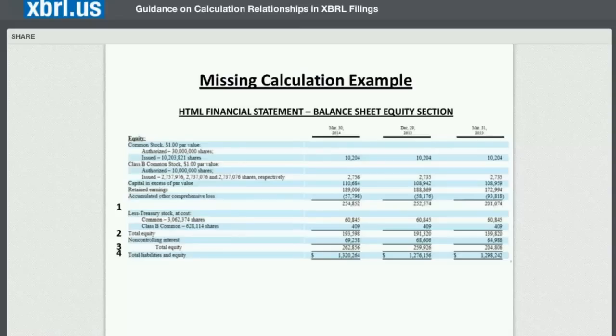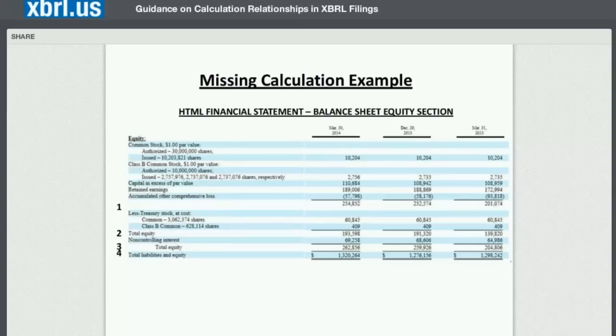So I've just got a few examples here, and these examples have been taken from real-life filings that we're seeing coming into the SEC. And so what we've done here is just taken some information from the financial statements of a number of companies, just to give you an idea of some of the different places where we're seeing calculations have been missing or calculations have been provided, and just give you some examples of where it's appropriate.